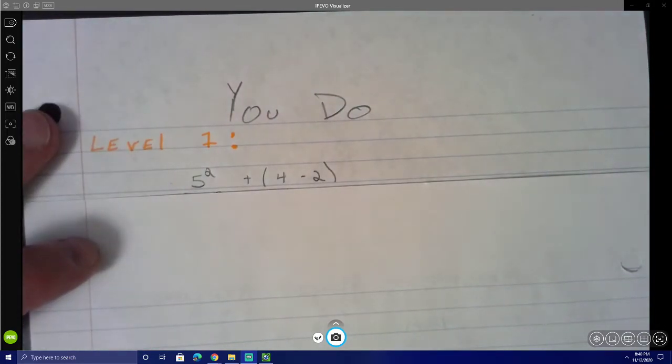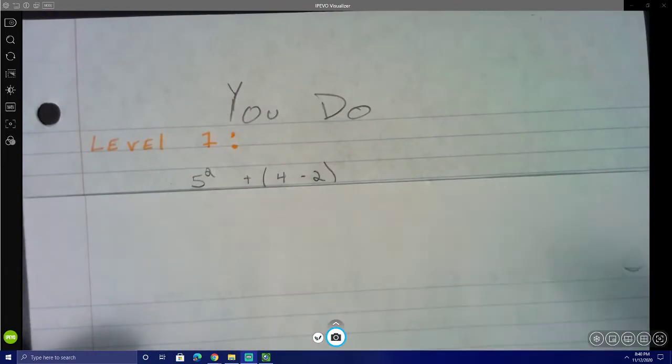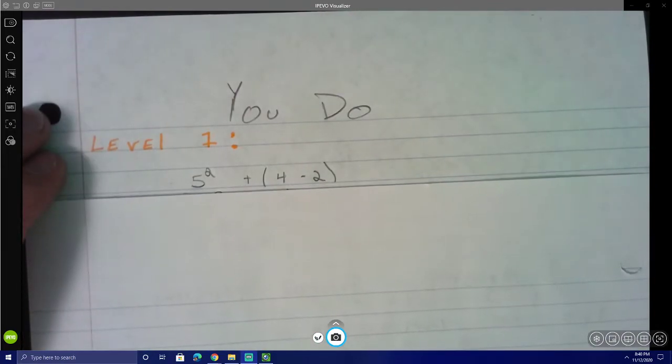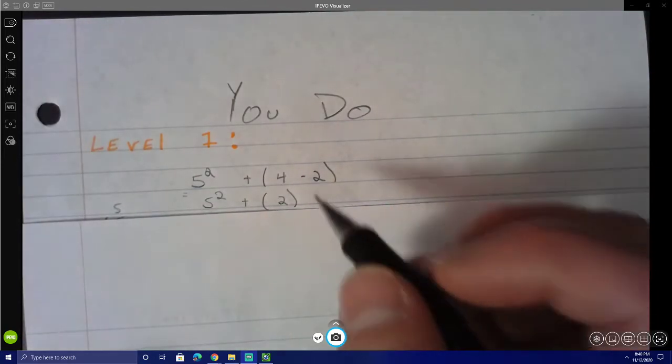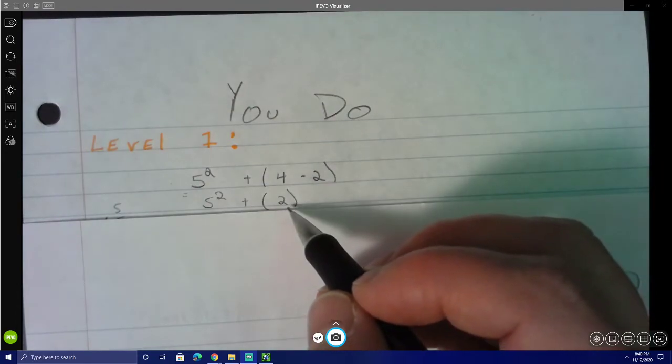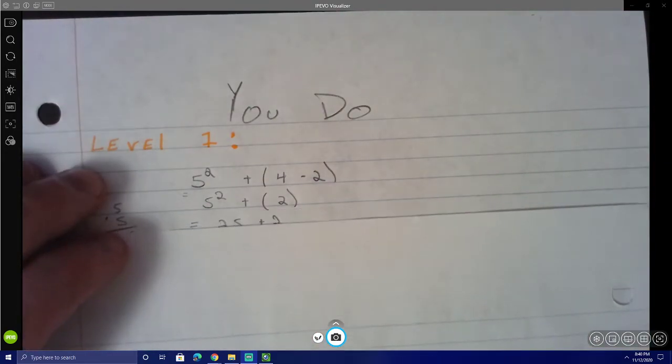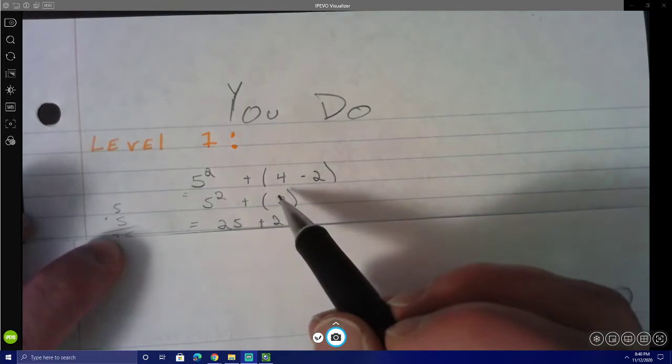The first thing I did was write down the problem. We have 5 squared plus, in parentheses, 4 minus 2. The next thing I did was start off in the parentheses. I did 4 minus 2 and got 2. And then I left the rest of that expression as is.